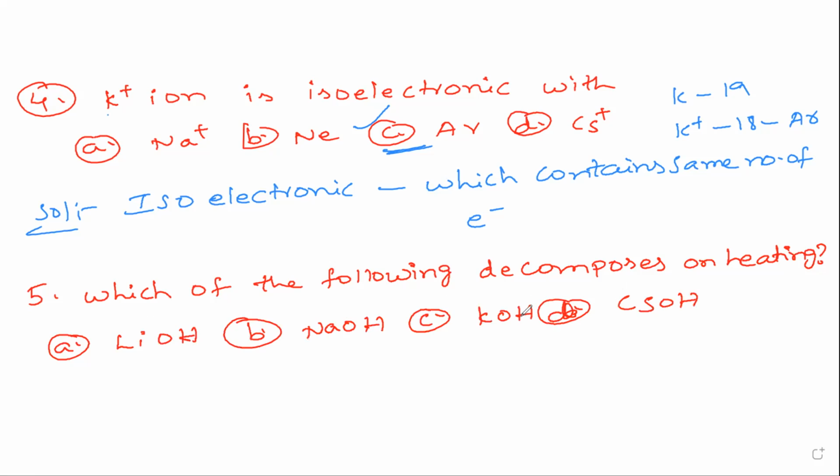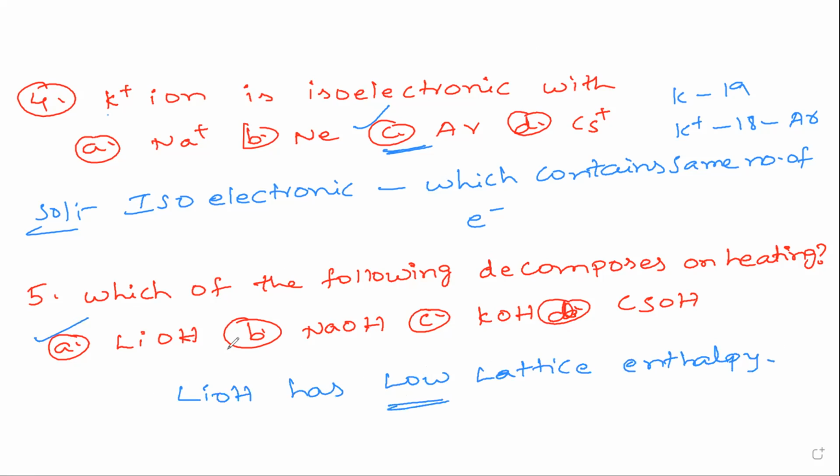So, imagine lithium hydroxide, sodium hydroxide, potassium hydroxide, and cesium hydroxide. What is your expectation now? Simple, very easy, since we already know lithium hydroxide is the answer because it has low lattice enthalpy. Lattice enthalpy, that's what we are discussing. Since lithium hydroxide has low lattice enthalpy, it is easily decomposed.